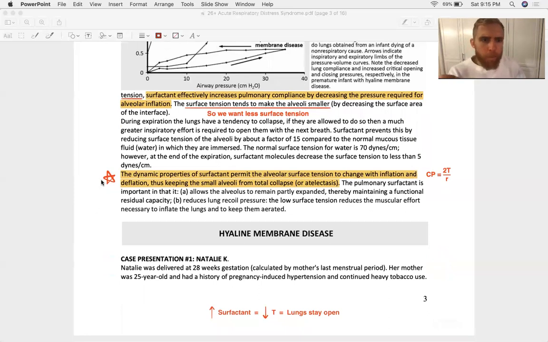This sentence sums up everything above. The dynamic properties of surfactant permit the alveolar surface tension to change with inflation and deflation, thus keeping the small alveoli from total collapse. And let me summarize this finally by saying that a phosphatidylcholine is a very mobile type of lipid, and it can absorb forces that get placed on a membrane whenever it shrinks by moving around. Because we know that whenever you absorb energy, you can let it off mechanically. You can let it off in heat. There's all sorts of ways to transfer energy, and the phosphatidylcholine is a particularly mobile phospholipid.